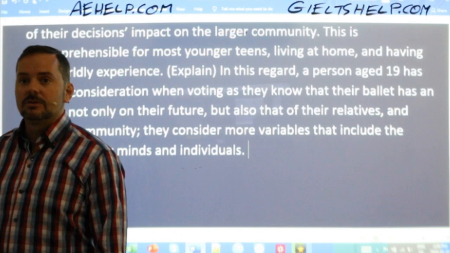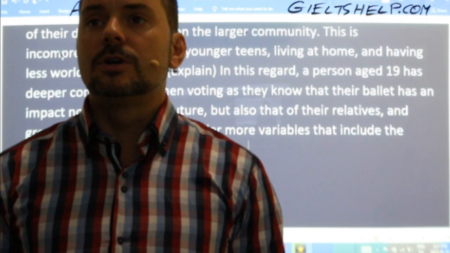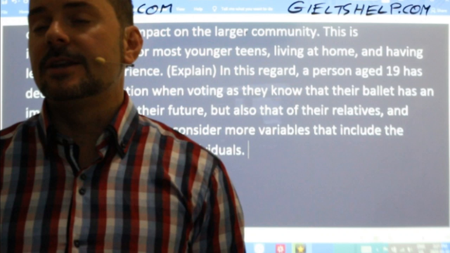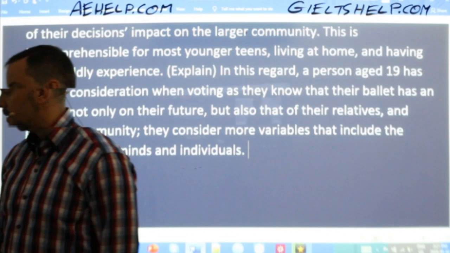All right, Karen says, an immature teen does not spend time being considerate towards society because of less awareness towards others, as he has spent most of the time with his parents. On the other hand, a 19-year-old has had greater experience interacting and taking responsibility. Yeah, Karen, you're absolutely on the right track. Okay, good, good, good. All right, nice.